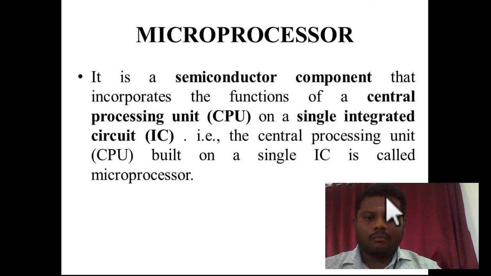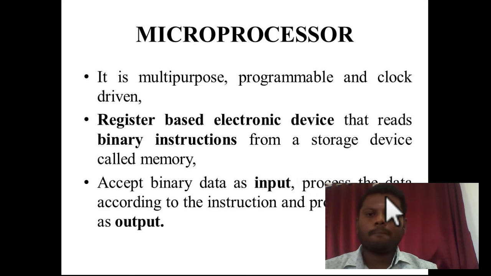Microprocessors and microcontrollers have different unique features, and we will discuss the microprocessor only. It is multi-purpose, programmable, and clock driven. It is multi-purpose, and whatever program we give, it runs, and it is clock driven. It is a register-based electronic device. What is a register? We will see that one by one in the upcoming slides.